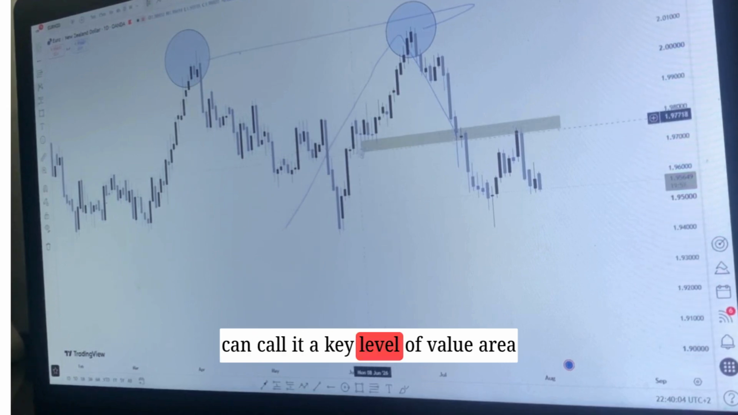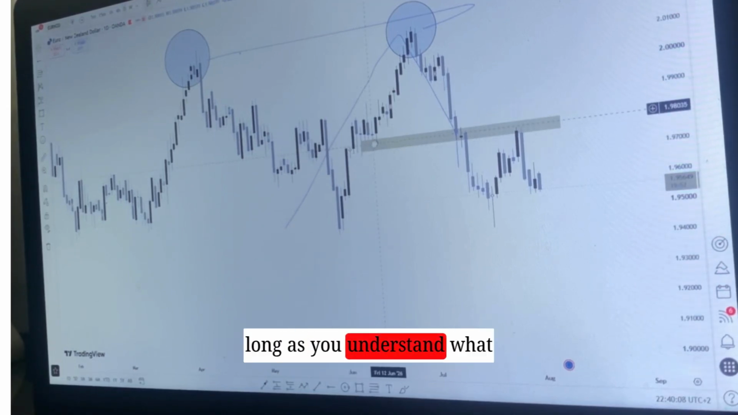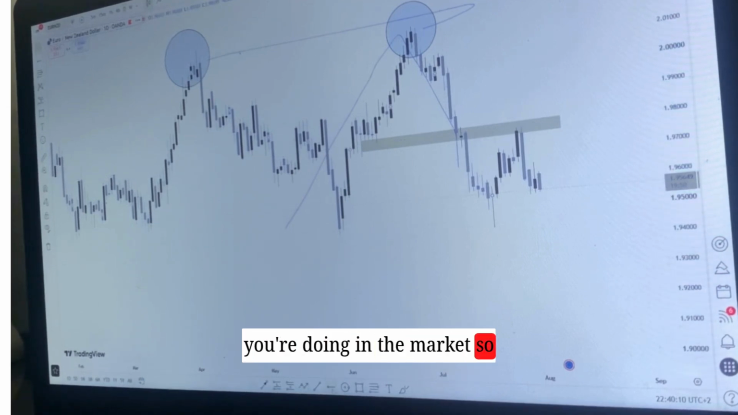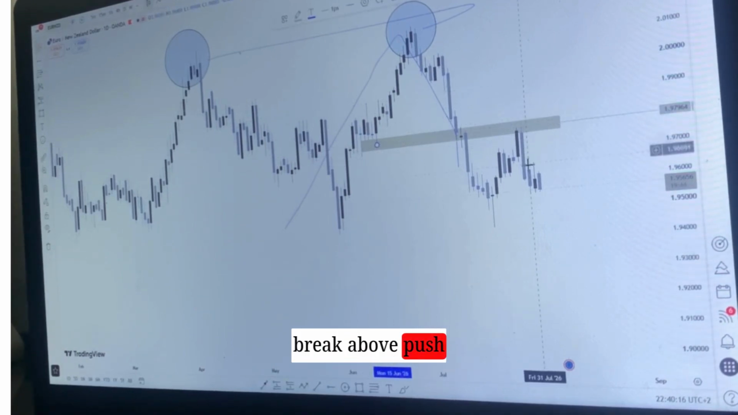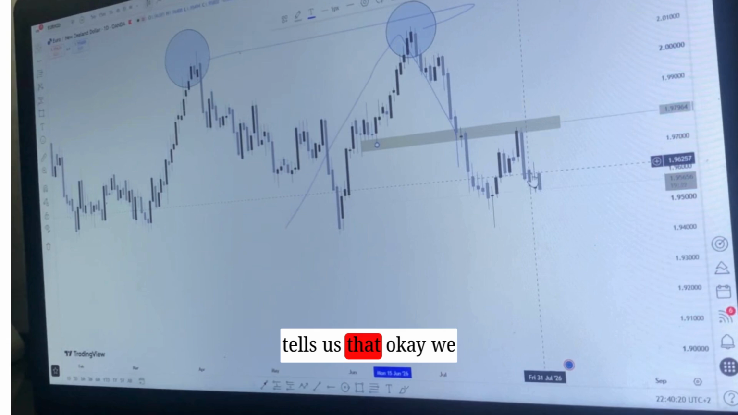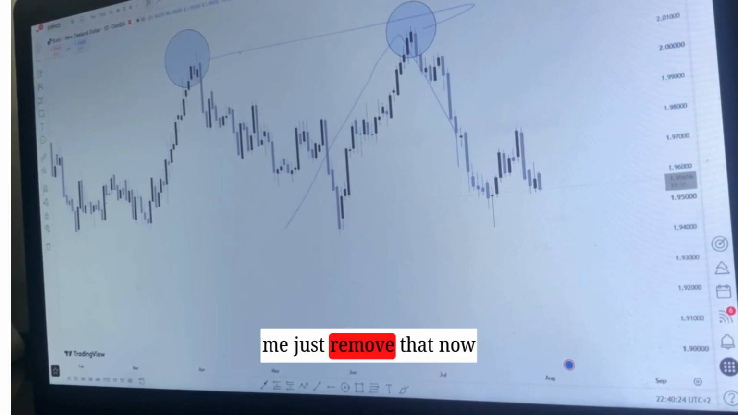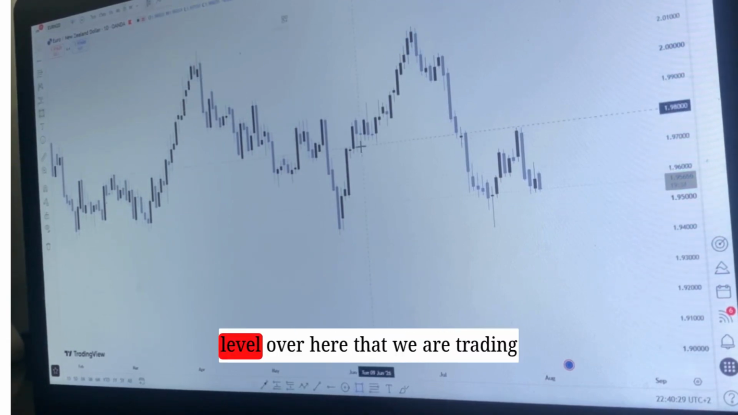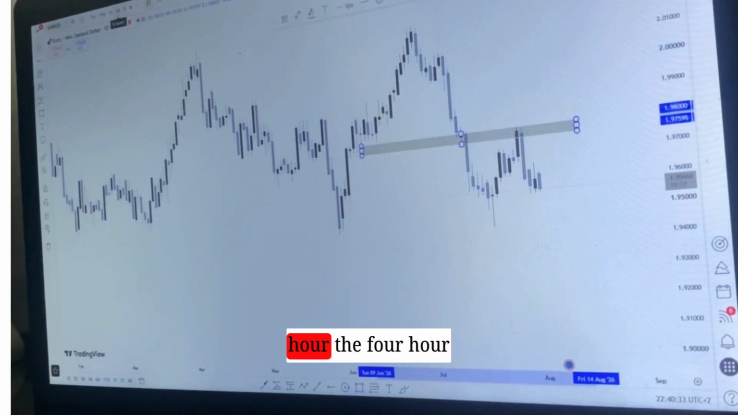You can call it a key level, a value area, doesn't matter as long as you understand what you're doing in the market. So this value area over here, we fail to break above, push back down. That's another confirmation that tells us that okay, we are on a downtrend. Let me just remove that. Now that we have our level over here that we are trading, we're going on to the 4 hour.